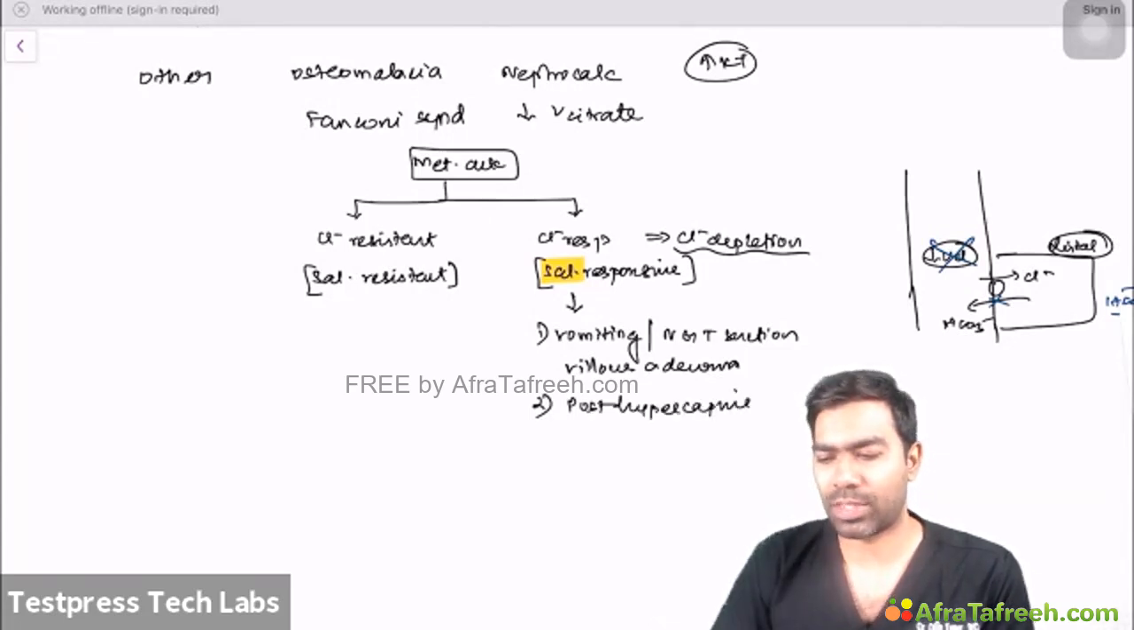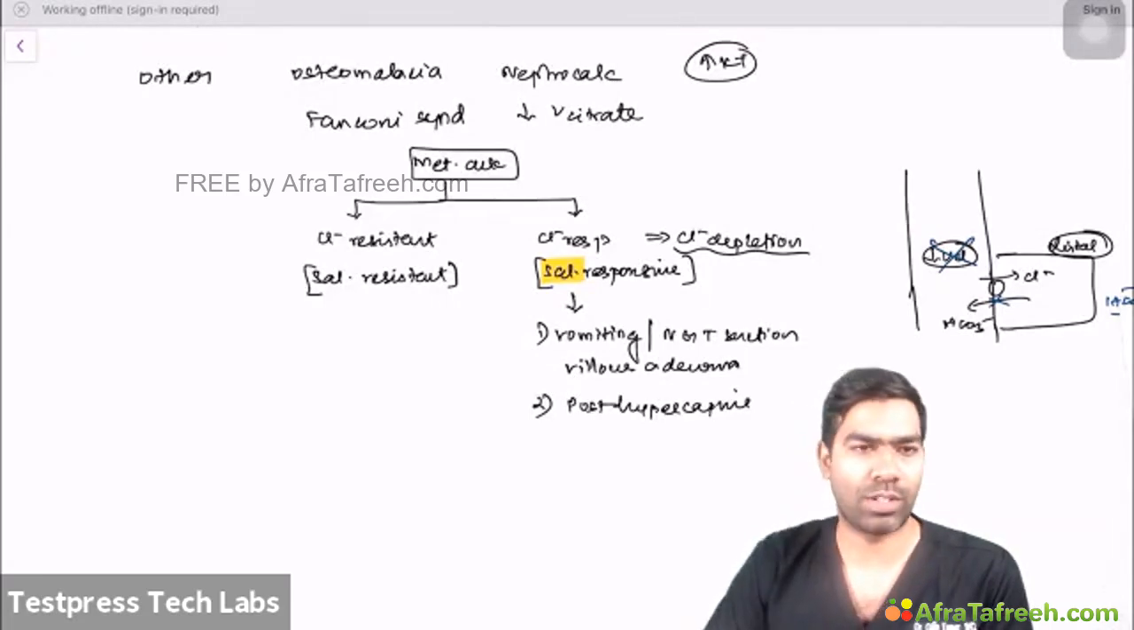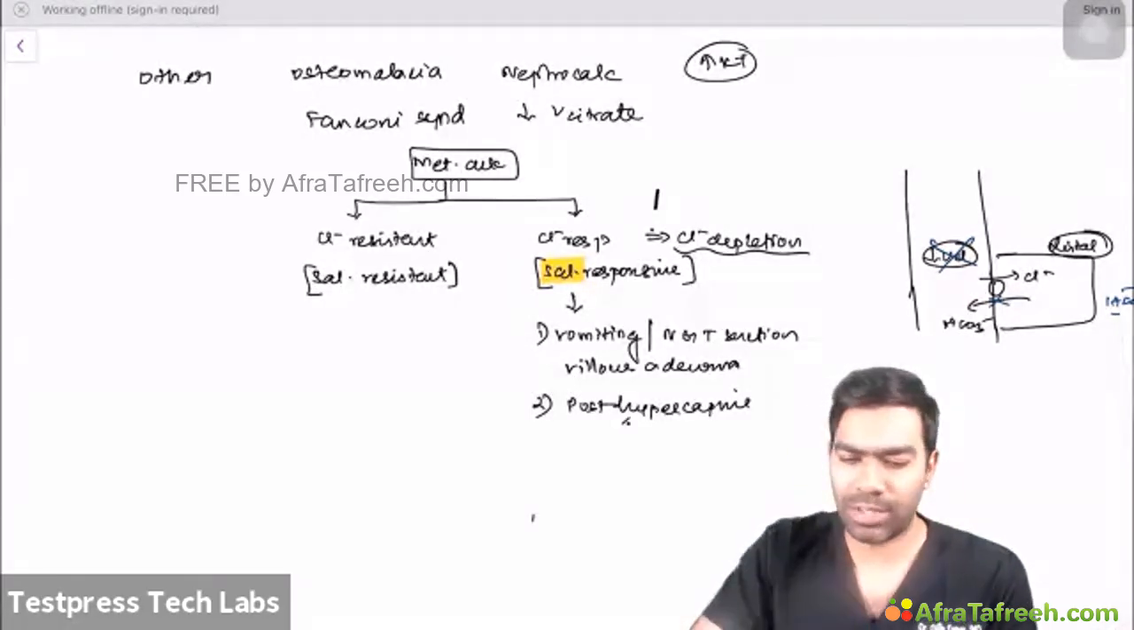Post-hypercapnia metabolic alkalosis there. Remember, this is something easily understandable.